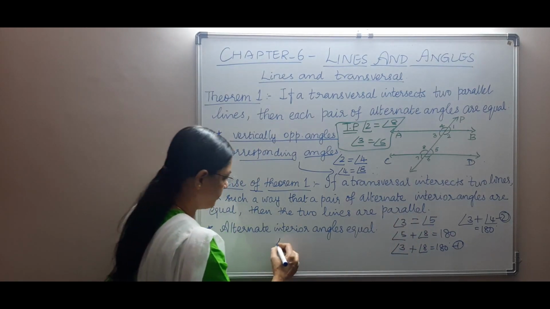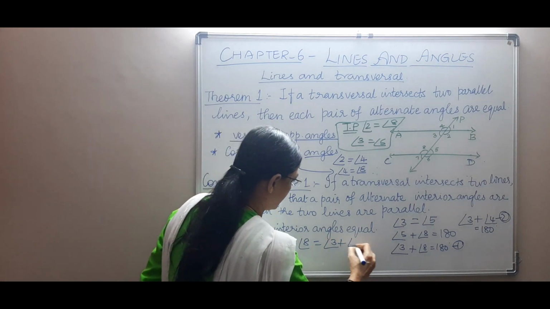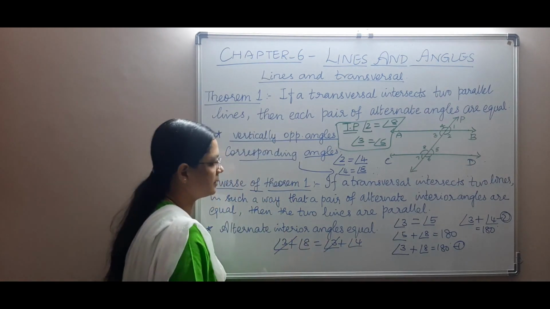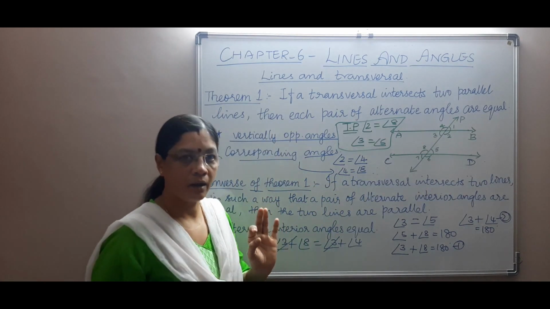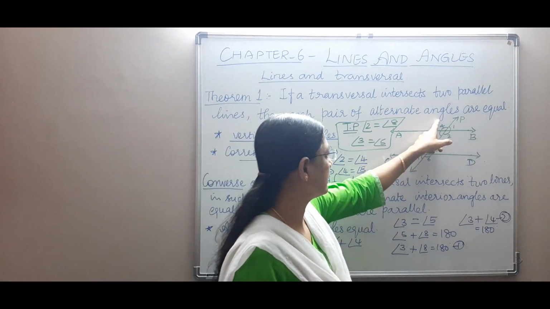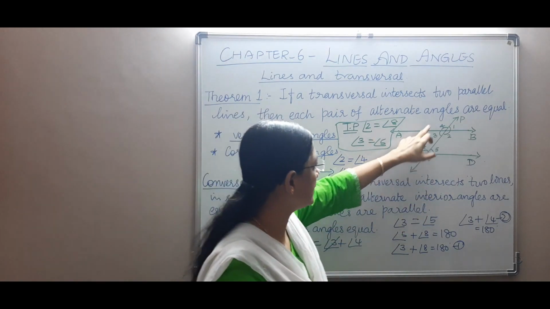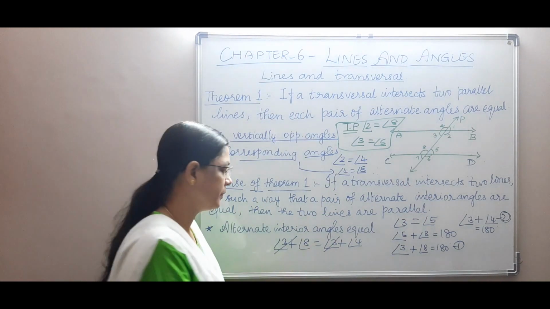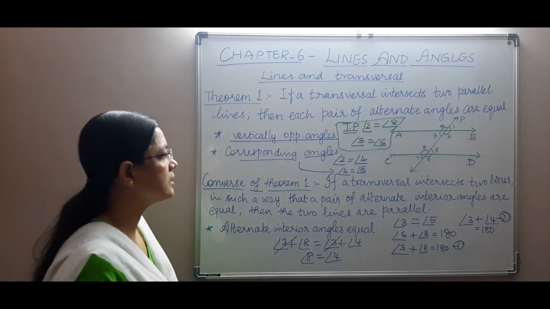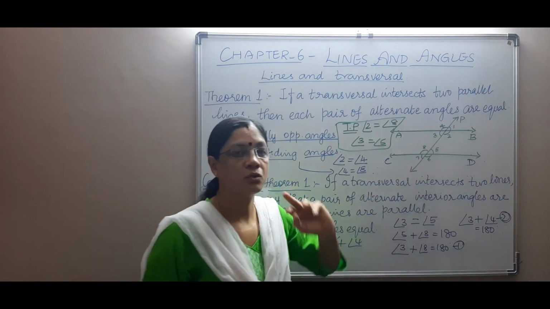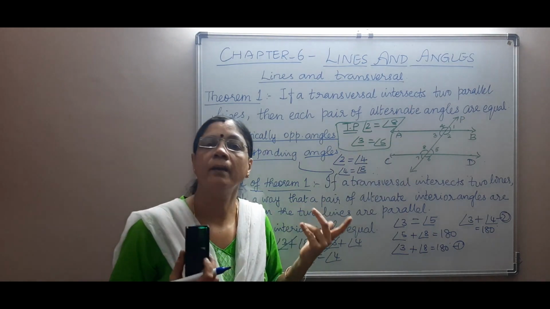RHS is same. So I rewrite this as angle 3 plus angle 8 is equal to angle 3 plus angle 4. 3 gets cancelled. Now what do I have? Angle 8 is equal to angle 4. So what are these angles? Angle 8 and angle 4, they are corresponding angles. Since angle 8 is equal to angle 4, we have proved that the corresponding angles are equal here. So since the corresponding angles are equal, we say these two lines are parallel.